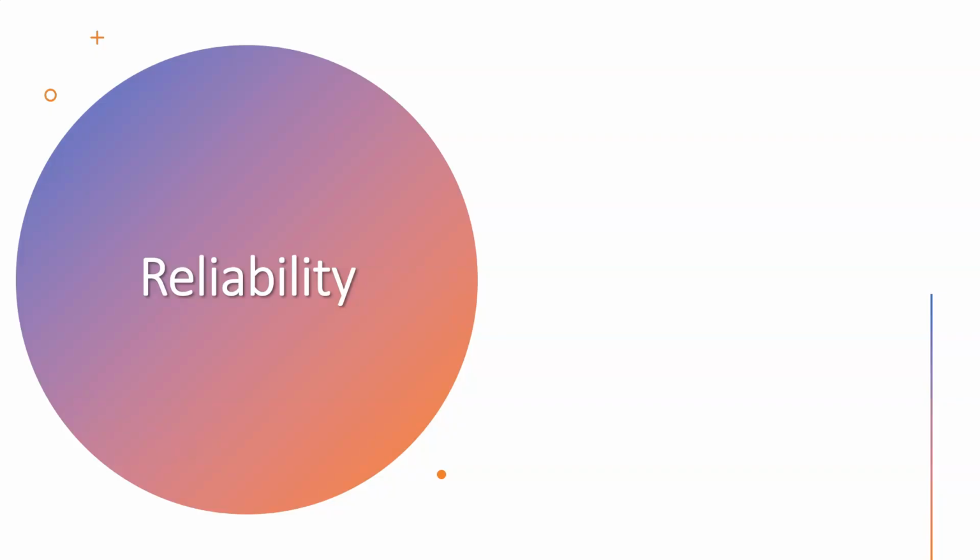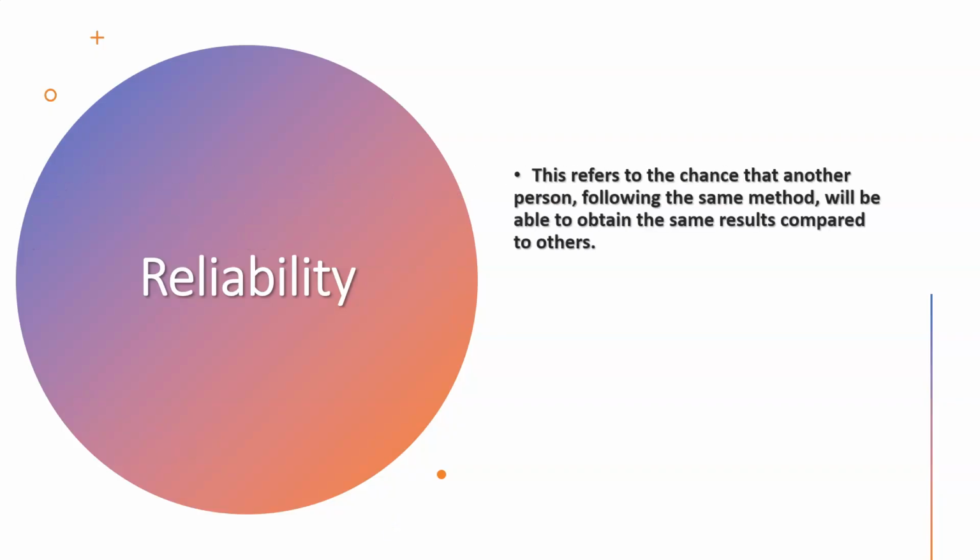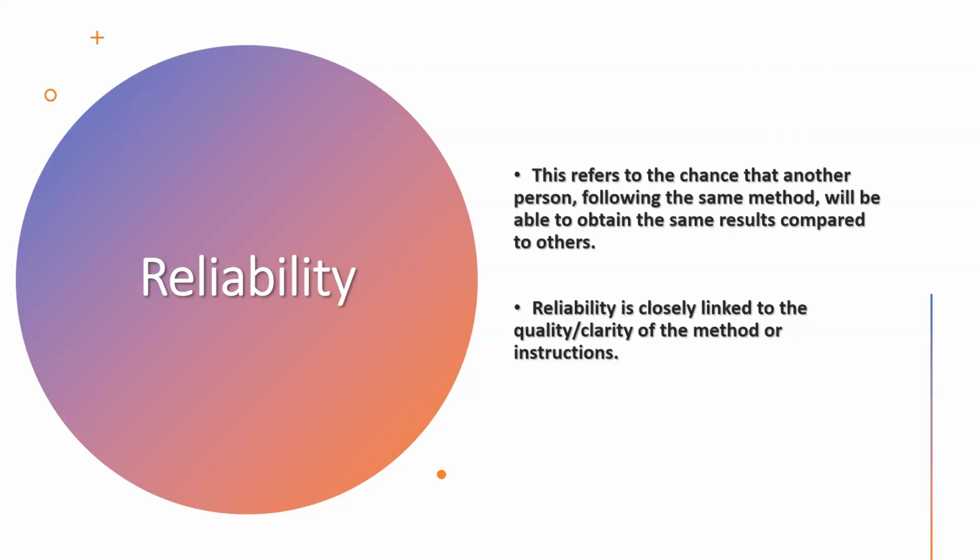So, next up, reliability. This refers to the chance that another person following the exact same method would be able to obtain the same results compared to others. Reliability is closely linked to the quality and clarity of the method and instructions. How reliable is your method to give reliable results?